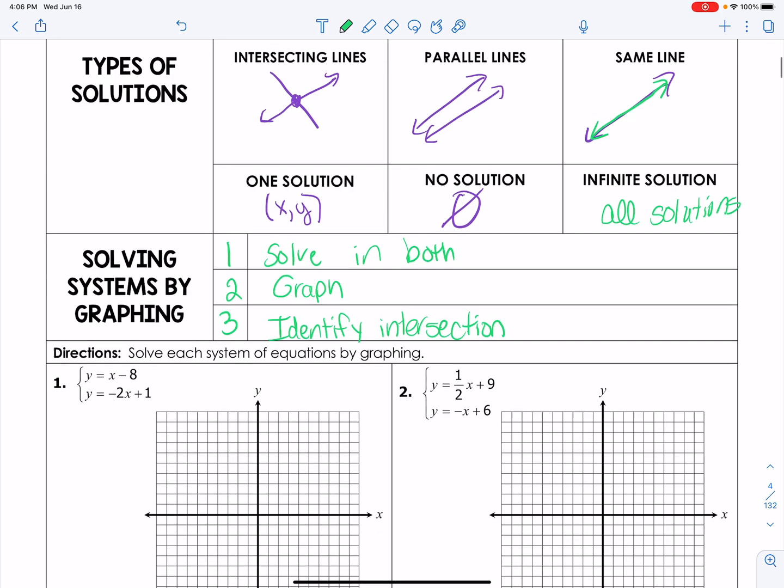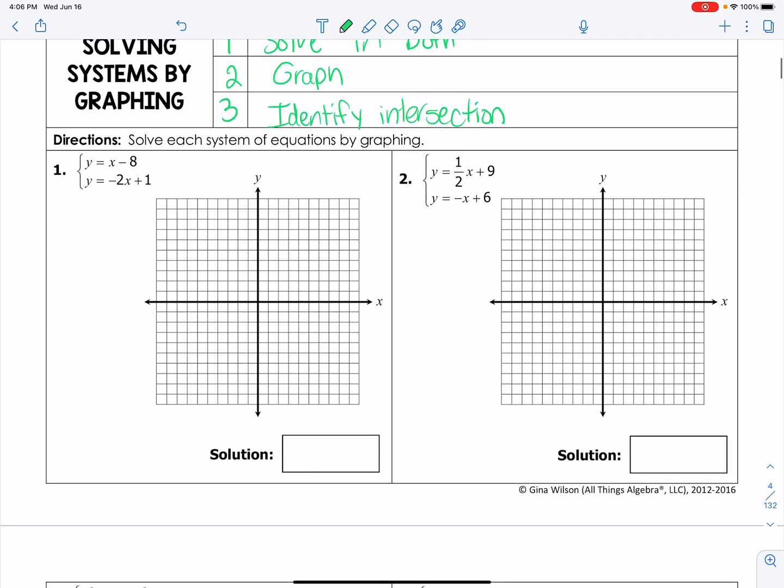Okay, so if I look at this first one, and I'm just going to highlight this green, I'm graphing this line. So if I look, my y-intercept is negative 8, 1, 2, 3, 4, 5, 6, 7, 8, and I'm going up 1 over 1. And I always tell kids the first line you draw, I would stretch it all the way across the graph because you're trying to find where they intersect.